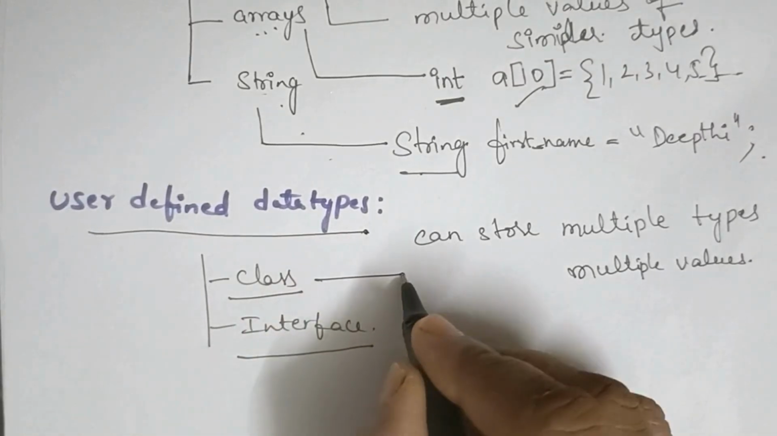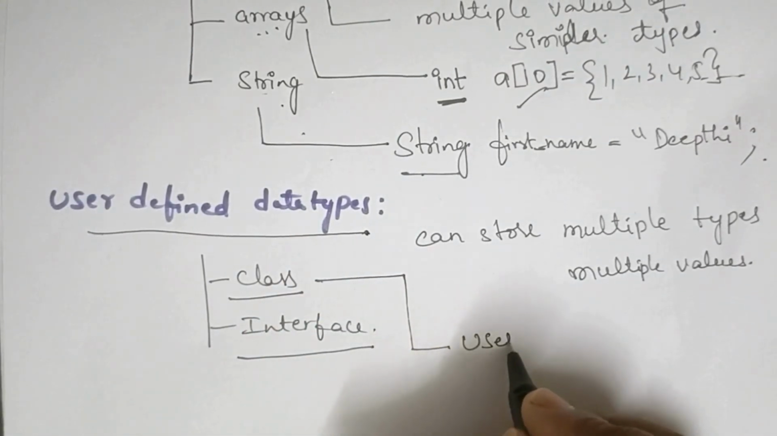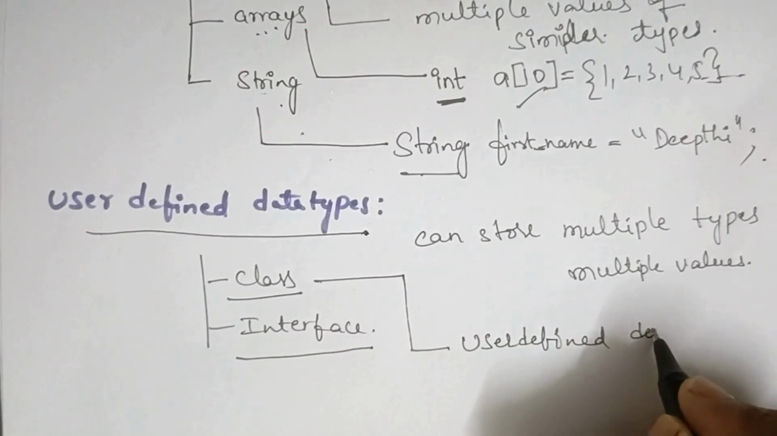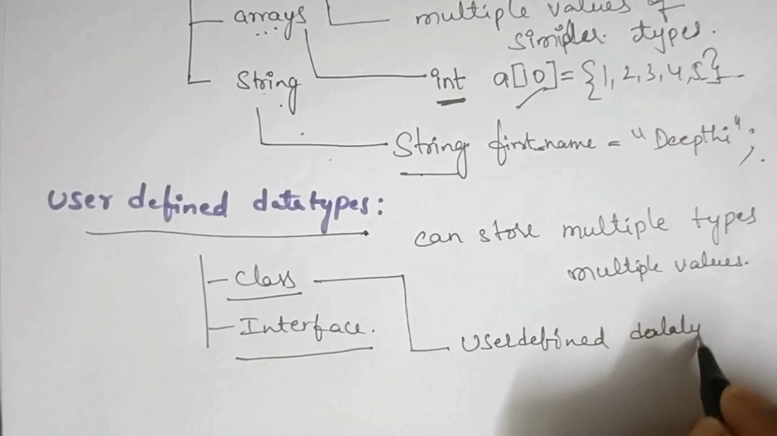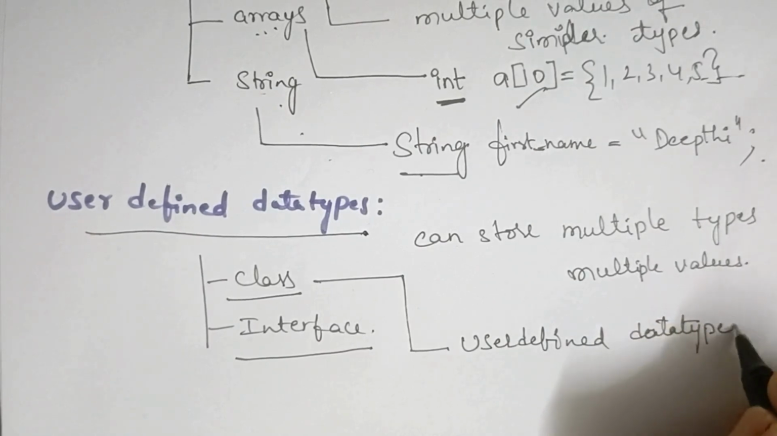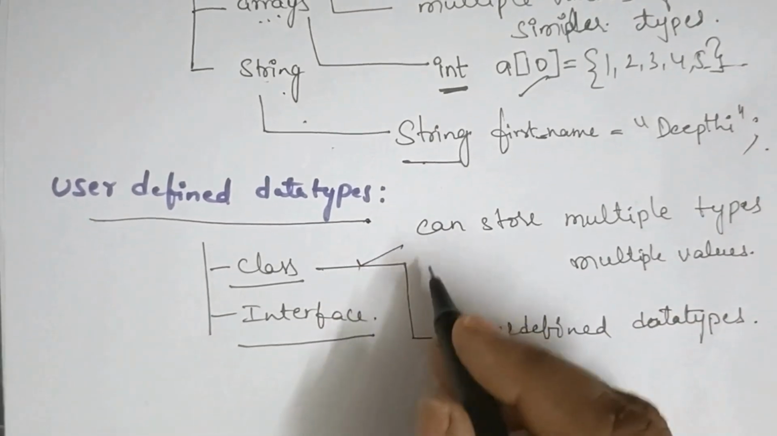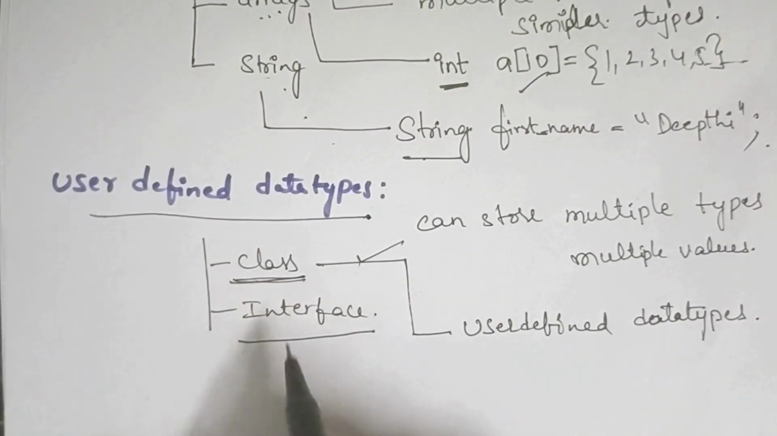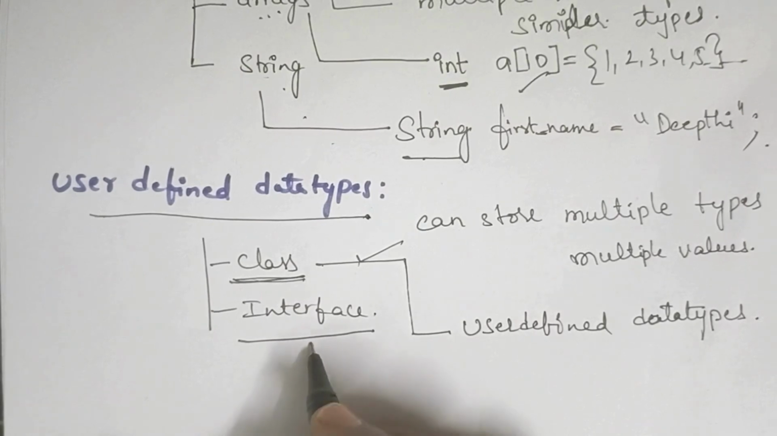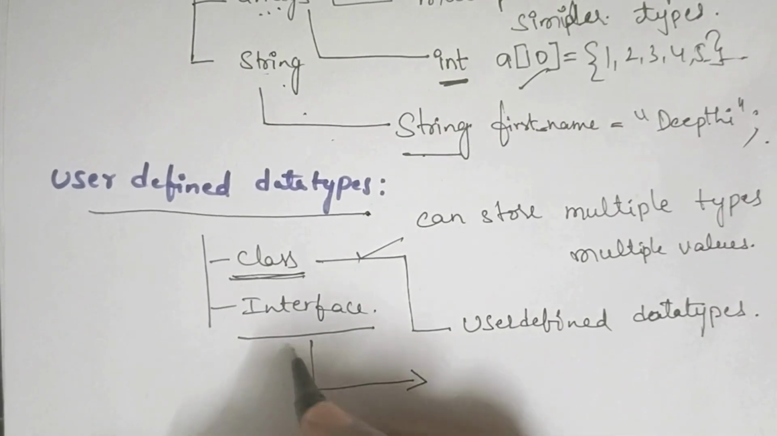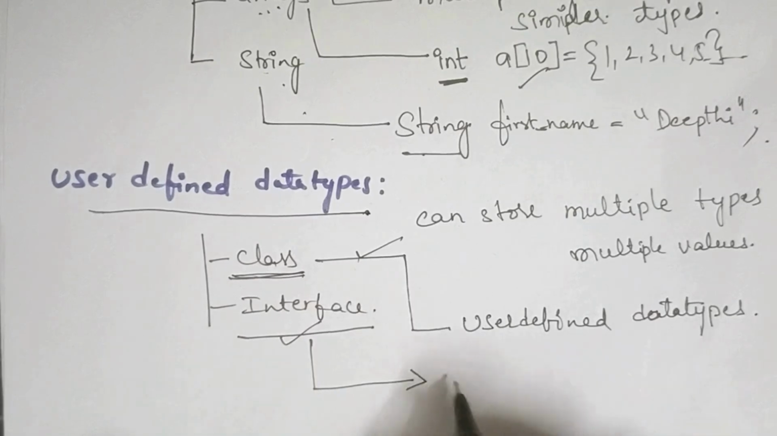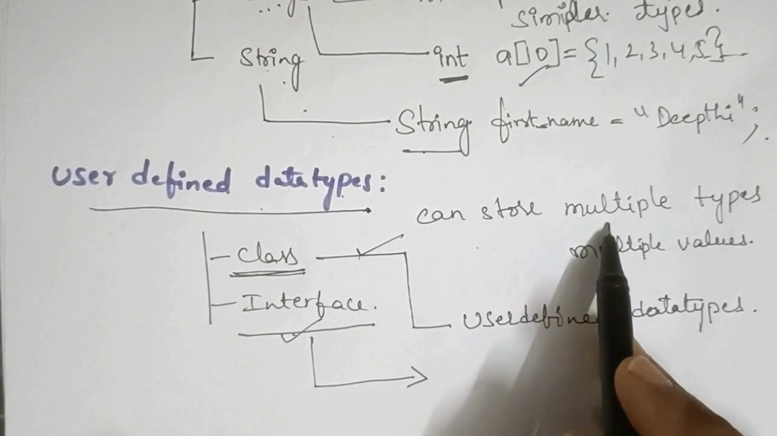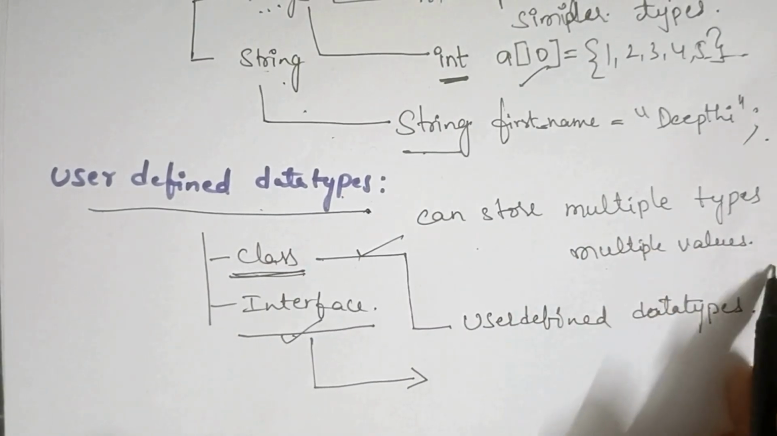So in Java, the class is a user defined data type, which is going to be used to store different types of variables as well as methods. We'll discuss more about the user defined data types, that is class, in the next classes. And interface is also a blueprint of a class, and we'll discuss this later. These are the user defined data types which can store multiple types of multiple values.